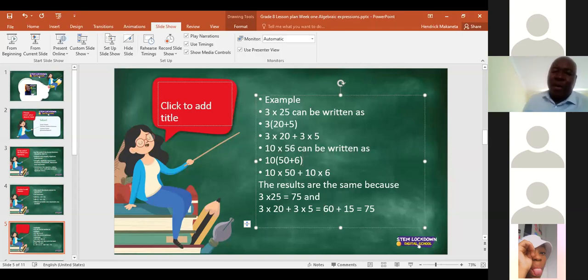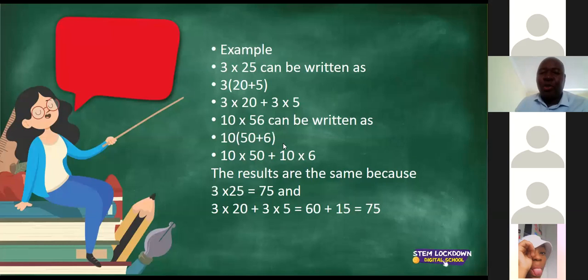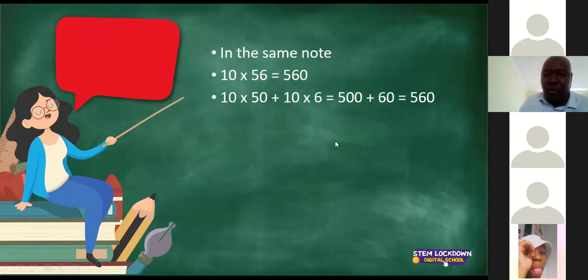And thereafter you break your bracket by multiplying out. And of course, this will take you directly to an answer which we find as a result of distribution. That is what we are talking about. In the same note, you'll see that 10 multiplied by 56 will give you 560. And even if you use distribution where you have 10 times 50 plus 10 times 6.